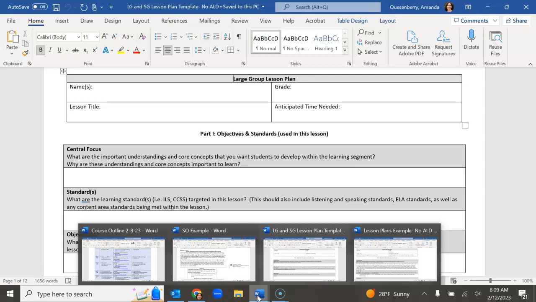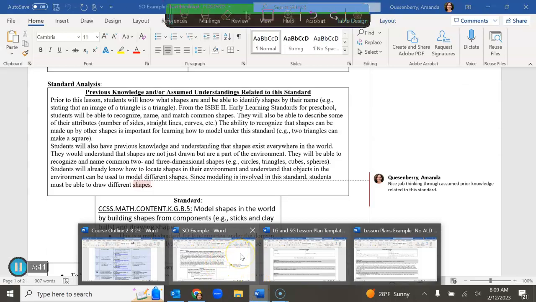I'm a person who 100% does better when I see an actual example of what it's supposed to look like. I apologize for my dogs playing with their toys in the background.